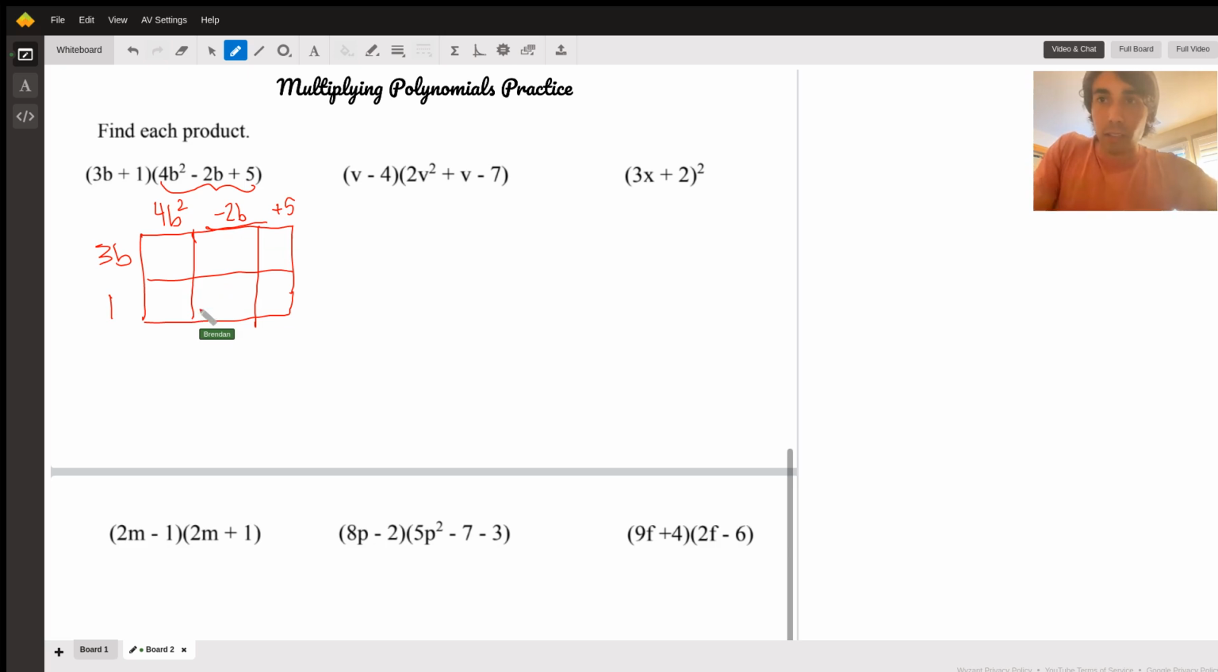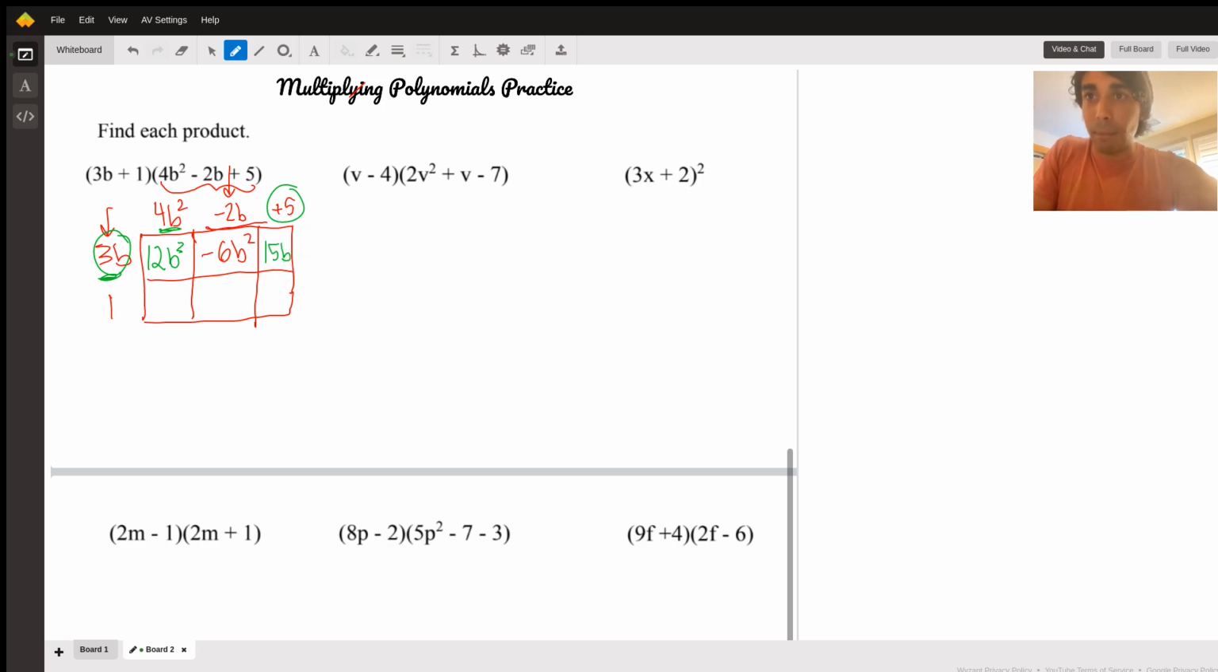All right, so first of all, we can come over here. 3 times 4 is 12. B times b power 2, adding the exponents, b power 3. Same thing, let's just go straight down the line. So we'll go 3b times negative 2b is negative 6b power 2. And then we're going to go 3b and 5. That's going to be 15b.